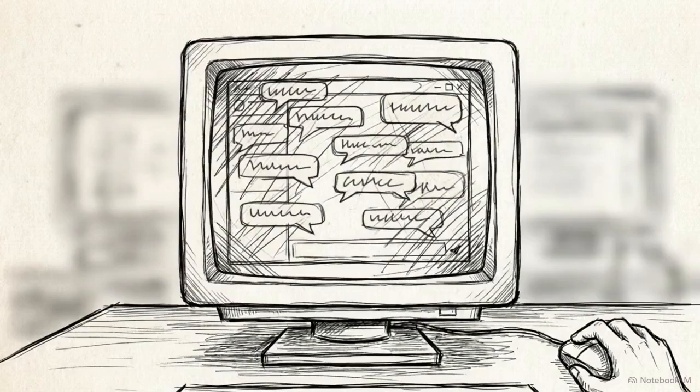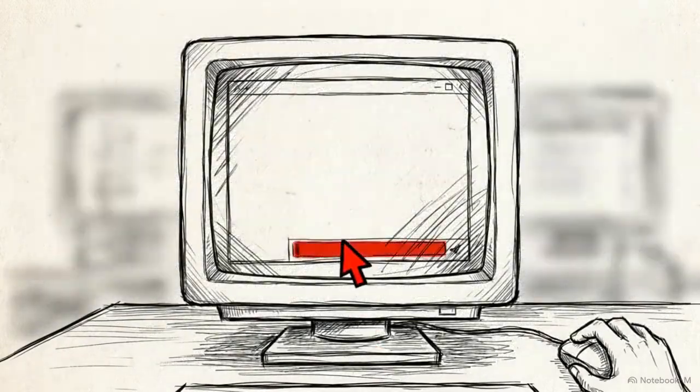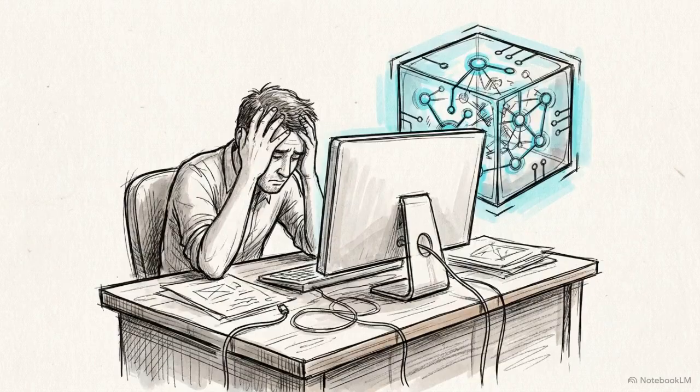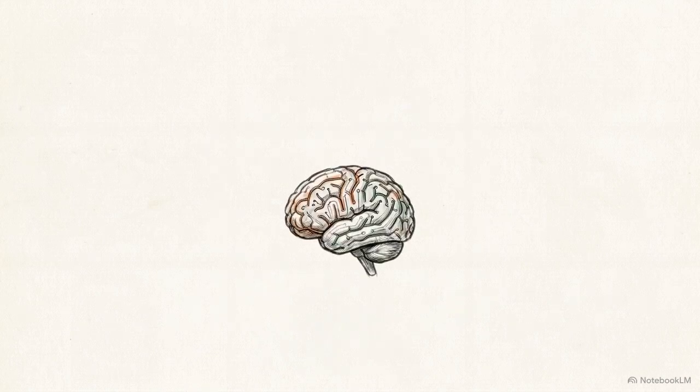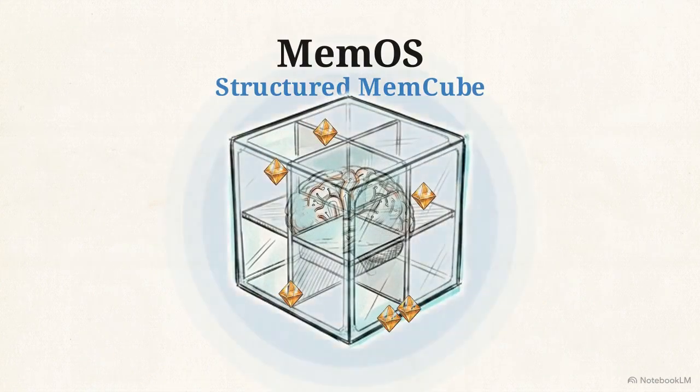You spend hours teaching an agent your preferences, coding style, and project context. But when the session closes, the model forgets everything. To solve this amnesia, developers are adopting MemOS. It is an open-source memory operating system designed specifically to give agents a structured, long-term memory.